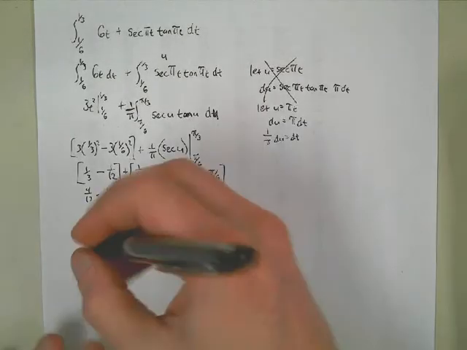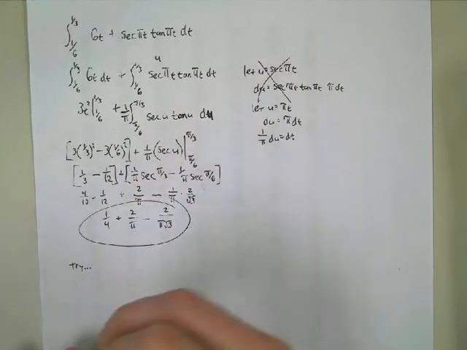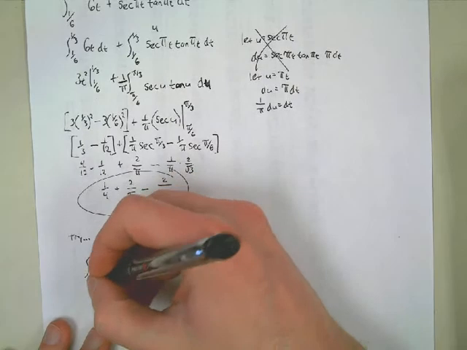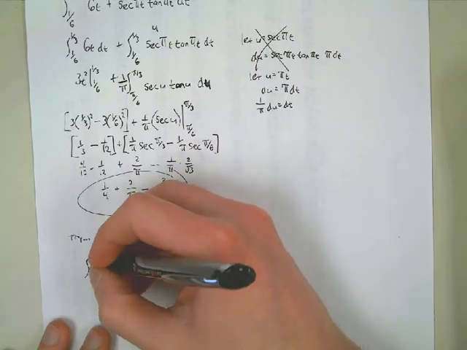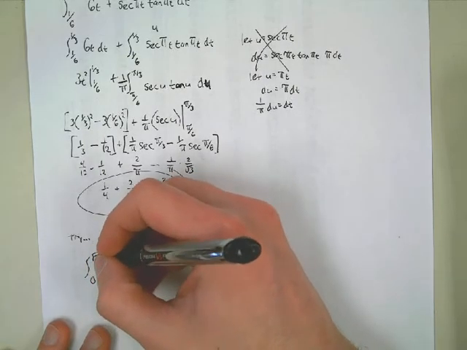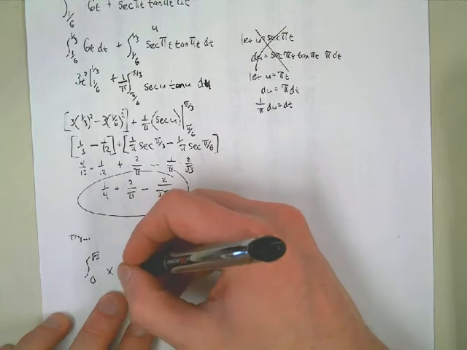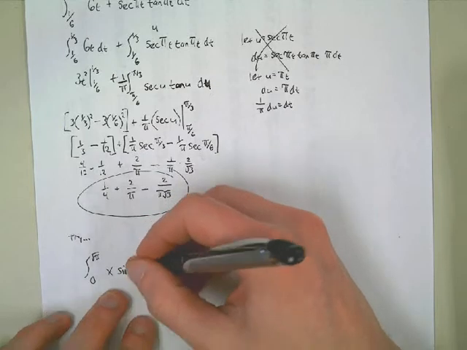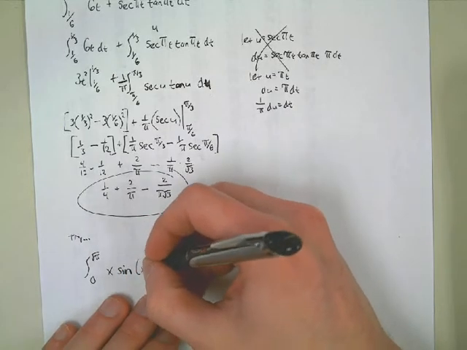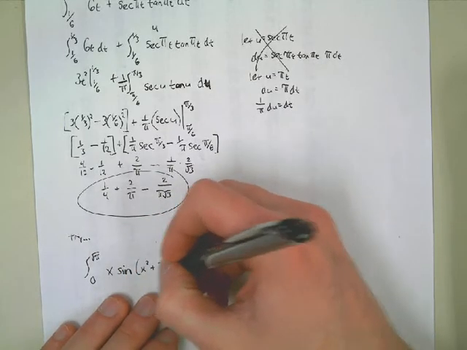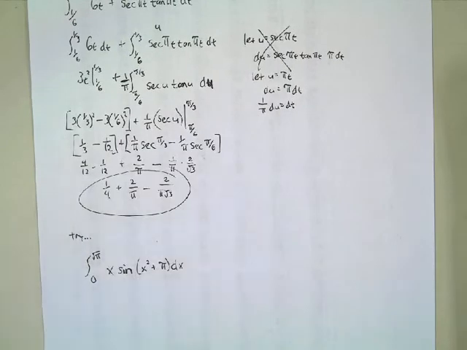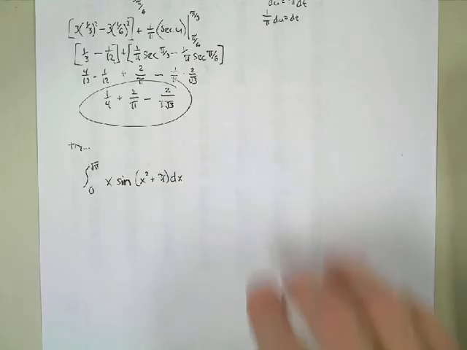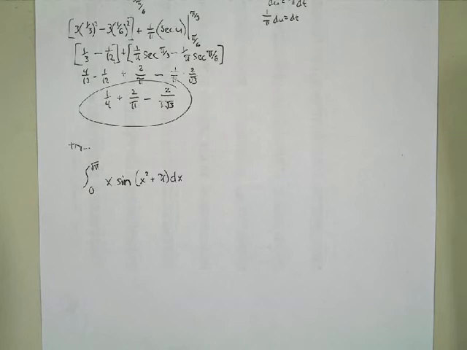All right, let me have you all try this one here. Integrate from 0 to the square root of pi, x times the sine of x squared plus pi, dx. Okay? There she blows. Is it the square root of pi? Yep, 0 to the square root of pi.